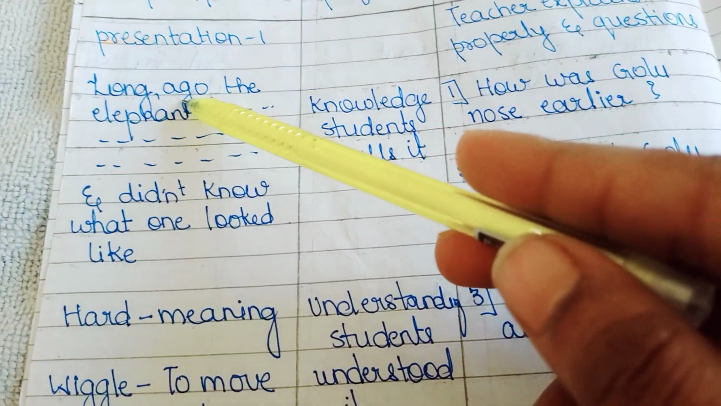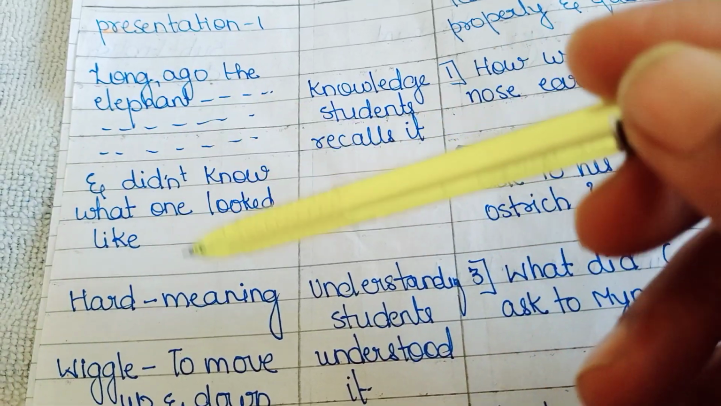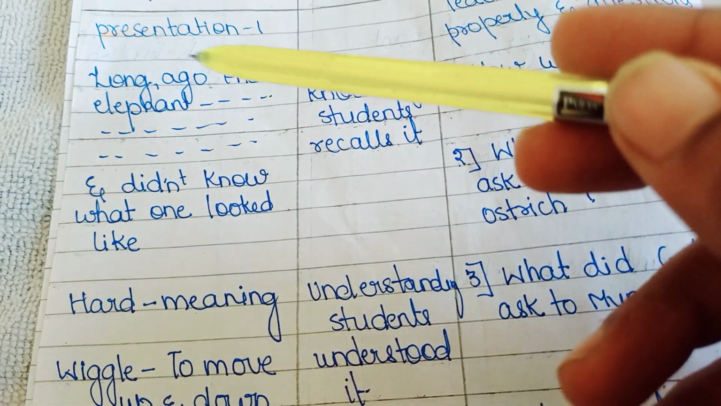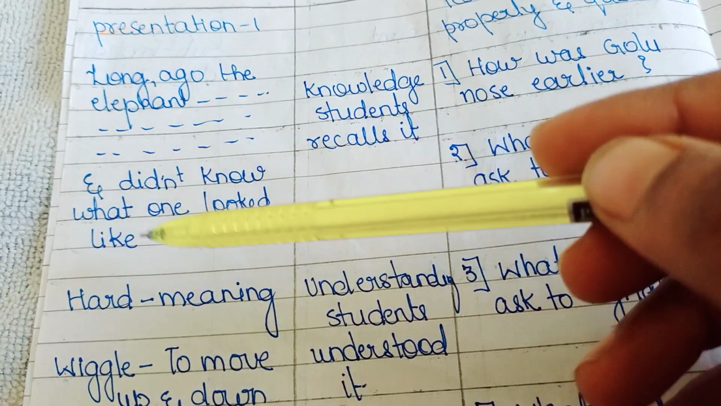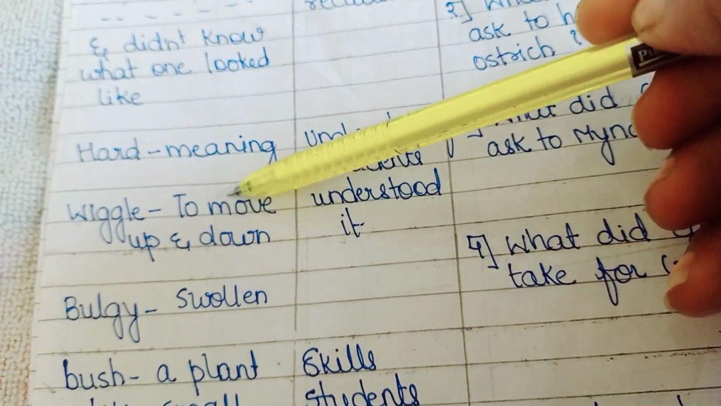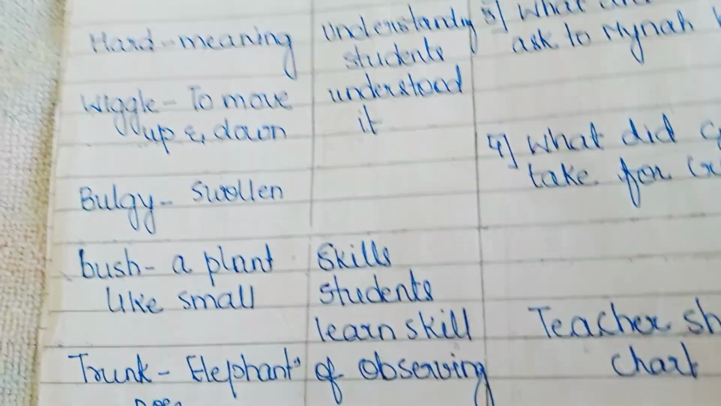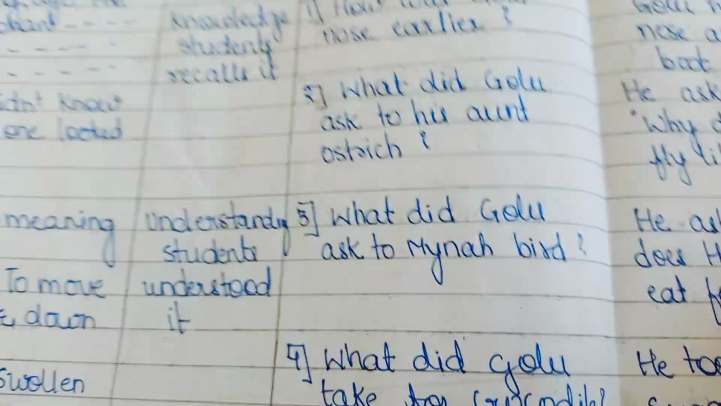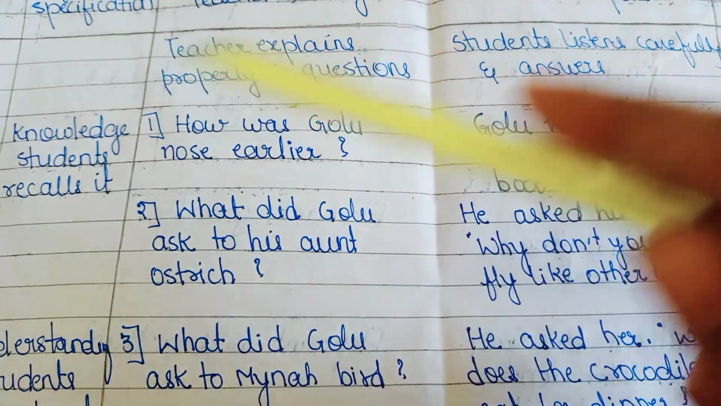So we have to explain the story properly. From here up to here, first we have to divide the passage into two parts. First part you can see here, you can see hard meanings like this. Okay, we have to tell them hard meanings. After telling the story we also have to ask questions related to that.